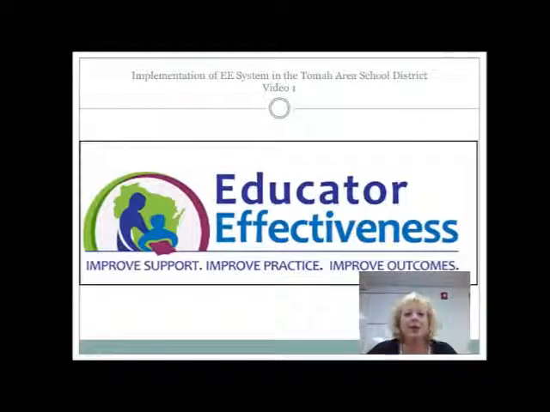Good afternoon, everyone. We're taking time each month to review the new Educator Effectiveness Model, which will be implemented next year. We're walking you through this process and hopefully answering as many questions as possible so you know what you can expect in the future.